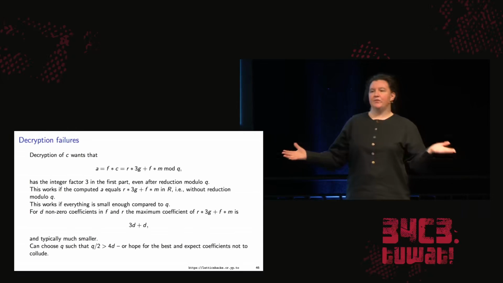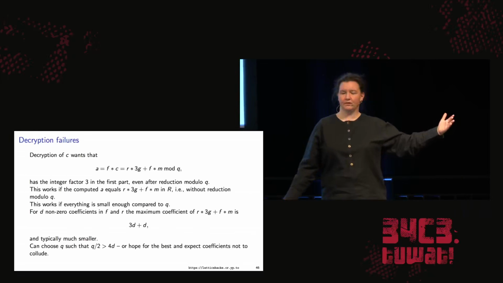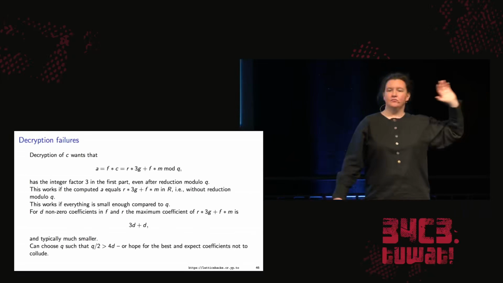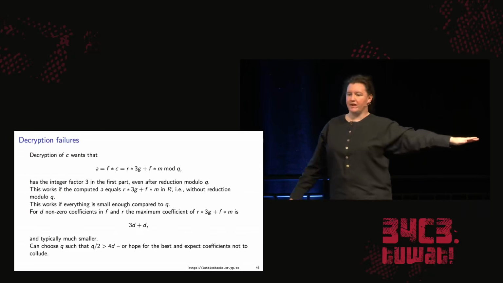Now, our choice will be that we want to have that q over 2 is larger than 4d. So let's choose our q large enough, say, a large power of 2, then this reduction will not make any problems.